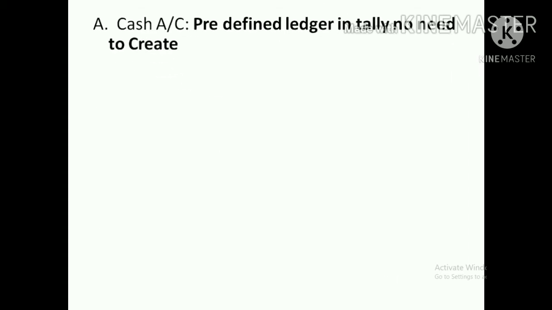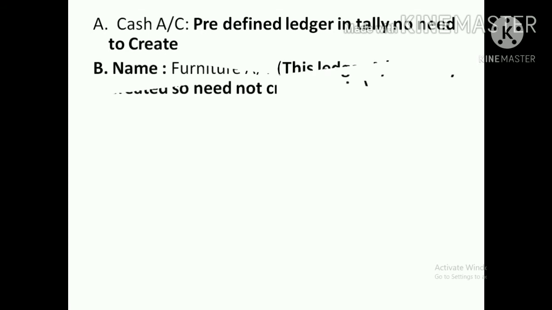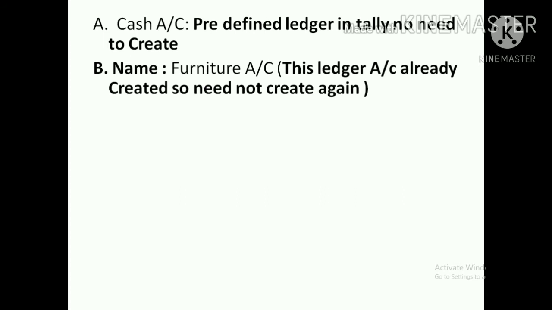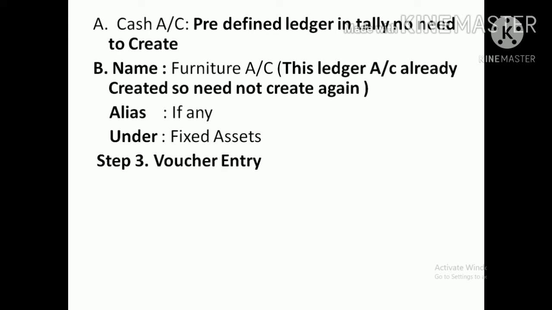See here, the cash account is already predefined. There is no need to create it. Then the other account we have is the furniture account, which we already created, so there is no need to create it again. But it should be shown like this. It's only for exam purposes. In case of working with Tally there is no need to create this furniture account. Directly we go for passing the voucher. Then go for the next voucher entry.